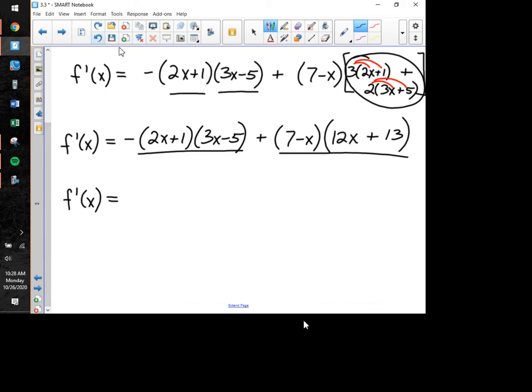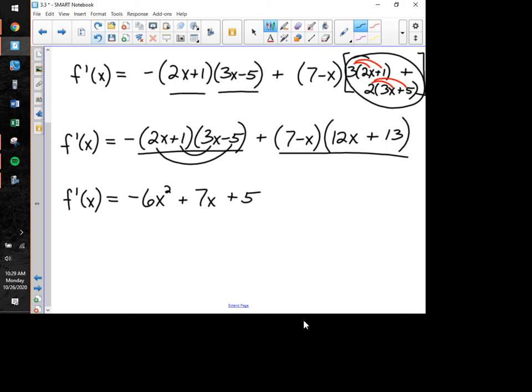2x times 3x is 6x squared. That becomes a negative 6x squared. Outer product is a minus 10x. Inner is a plus 3x. So that's a minus 7x, but the opposite of that is now a plus 7x. And the last product would have been minus 5. It now becomes a plus 5. Okay, moving on to the second part.